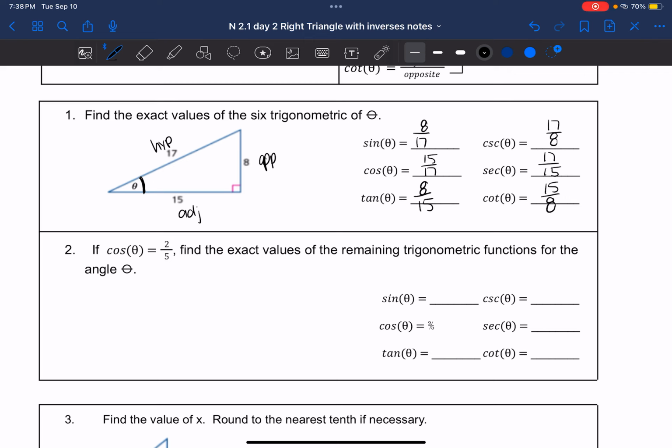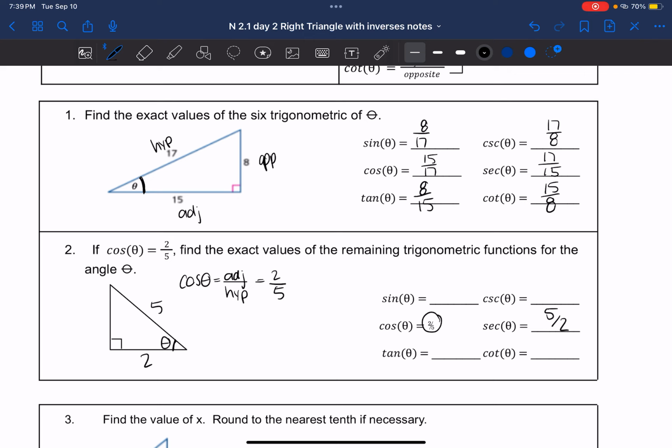So for number 2, we're going to do the same thing. I'm going to draw myself a right triangle here, and I'm going to put my theta down here at the bottom. They tell us that cosine of theta is 2/5. Well, we know cosine is adjacent over hypotenuse. Adjacent to theta would be down here, and they said the adjacent side was 2 over the hypotenuse, which is 5. So we were given that cosine was 2 over 5. So I should know that my secant is 5 over 2.